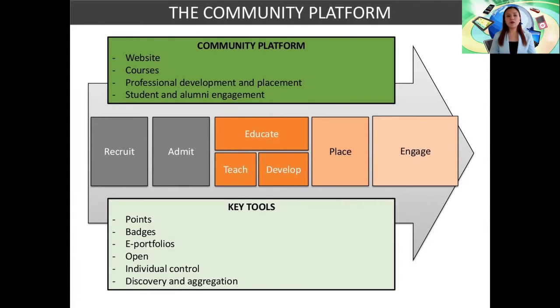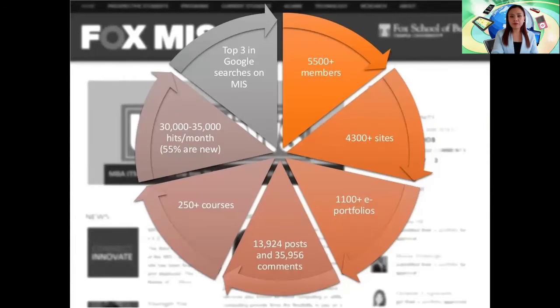So for the community platform, let's go back to this one first. We have the website. In that website, they are offering different courses, of course, and then the professional development and the placement. For the professional development, after you finish your courses, you still need to develop more skills so that you will be aware of and keep up with modernization. Then students and alumni engagement. I will show you here a certain example for this type of platform and its application. And also down here, you can see the different key tools in order to run this platform. So let's see.